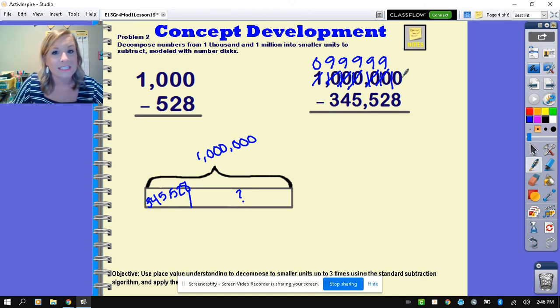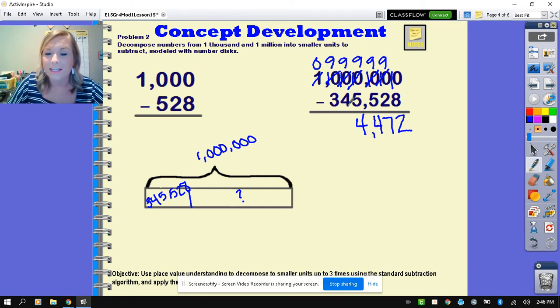Now we can just use the standard algorithm to subtract. So I have 10 minus 8, and that gives me 2. 9 minus 2, because I'm in my tens place, is 7. I'm now in my hundreds place value, and I have 900. So 900 minus 500, I should say, is 400. So now I have 9,000 minus 5,000 leaves me with 4,000.